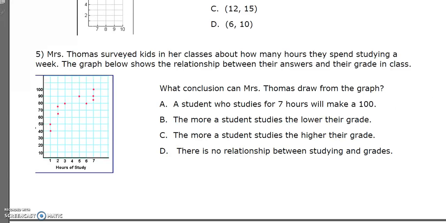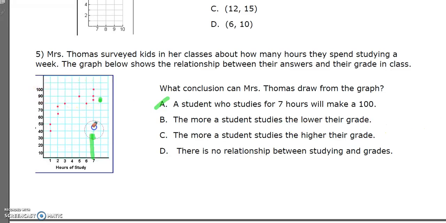Well, if I look at that, let me get a highlighter. If I look at that and I go from number 7 up here to my points, 100 would be right here. So that means anyone that studies 7 hours should make a 100. But you can see right here, those points are not a 100. So A would not be it.